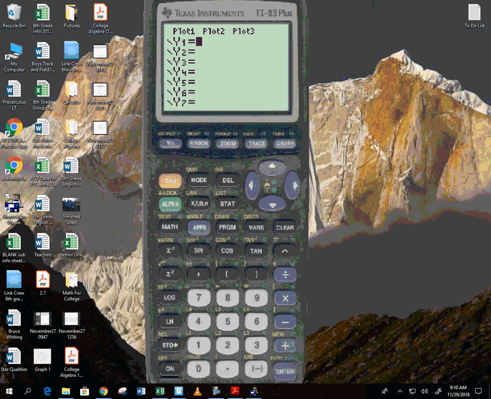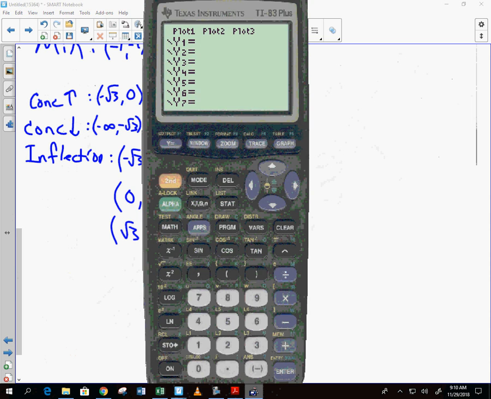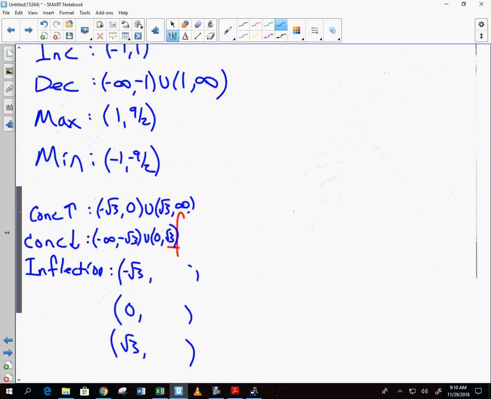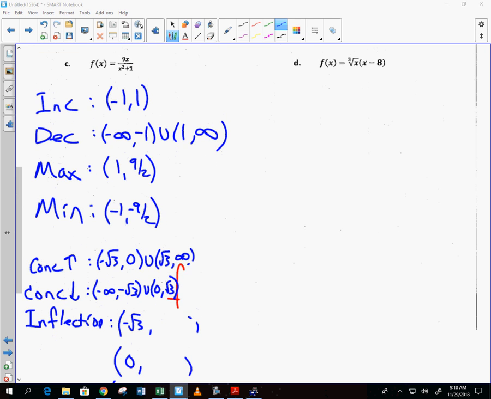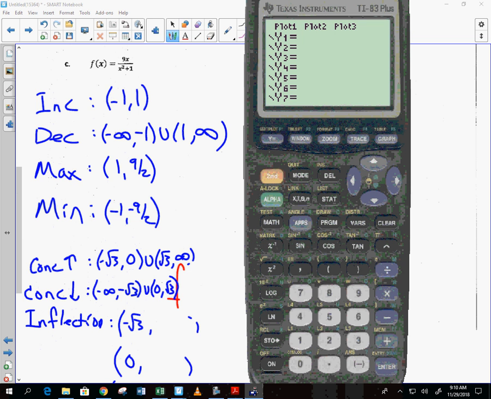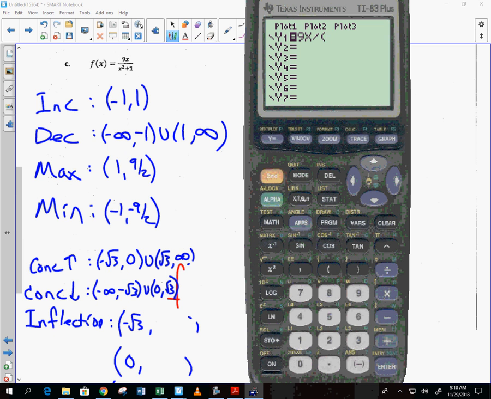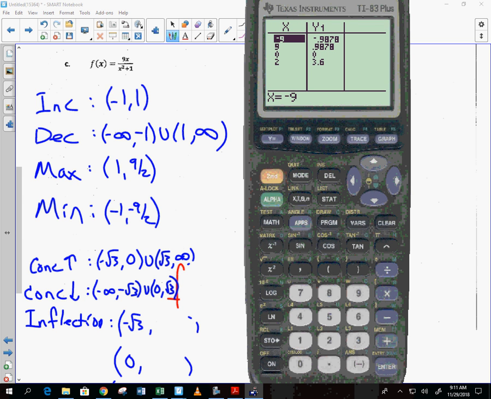And I'm going to type in the function. The function is 9x divided by parentheses x squared plus 1. And I'm going to evaluate this function. I'm going to go to the table, and I'm going to punch in some values. Number 1, if you plug in 1, we should get 4.5, which we do.